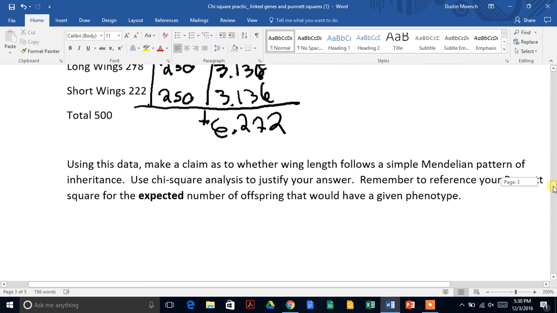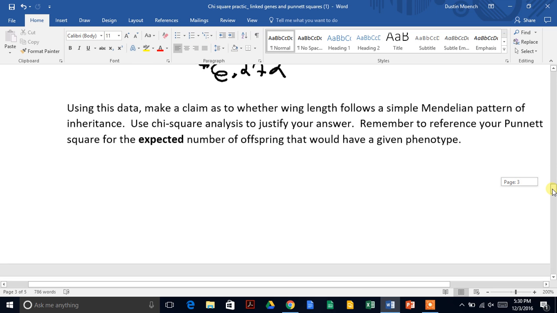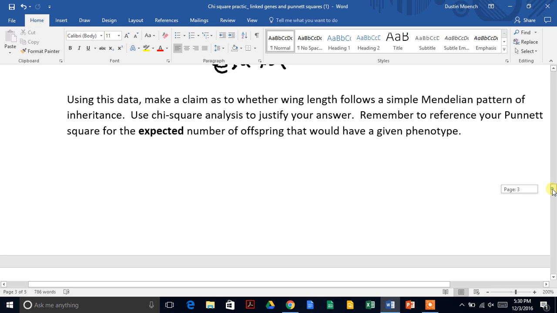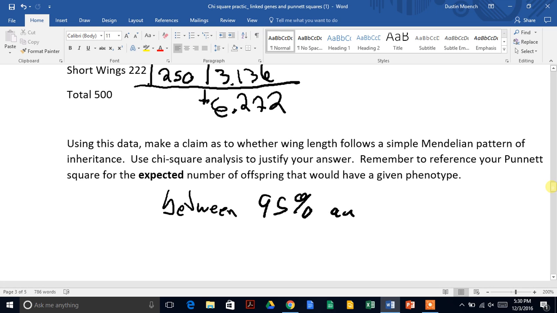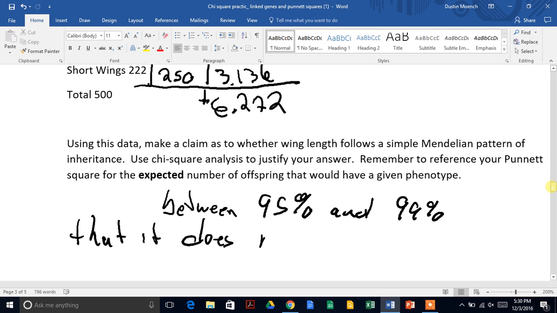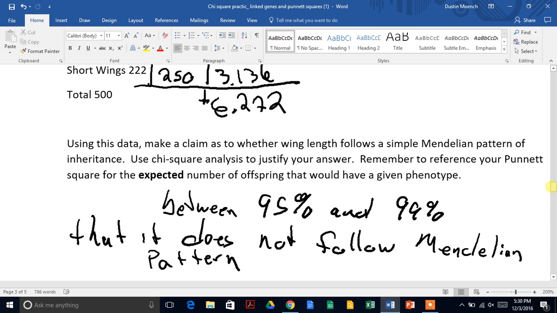Okay? Make a claim as to whether the wing length follows a simple Mendelian pattern of inheritance. We can say that there is between 95 and 99% chance that it does not follow a Mendelian pattern.